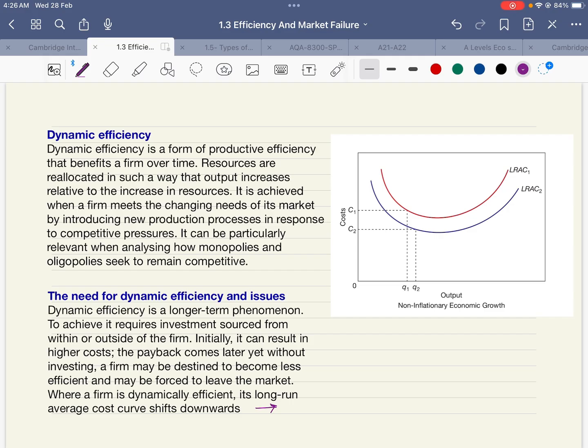Why do they do that? There's a need for them to do this when firms are operating in a competitive market. They don't want to lose their market share to competitors, for which they need to work to bring their costs down in the long run.